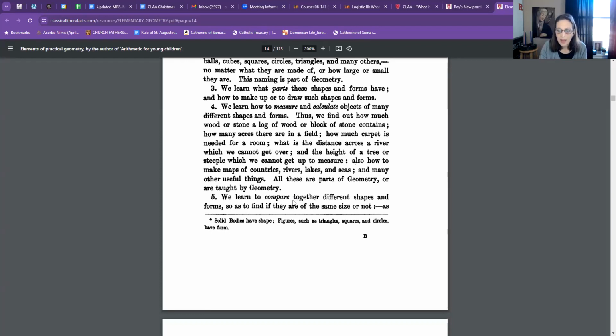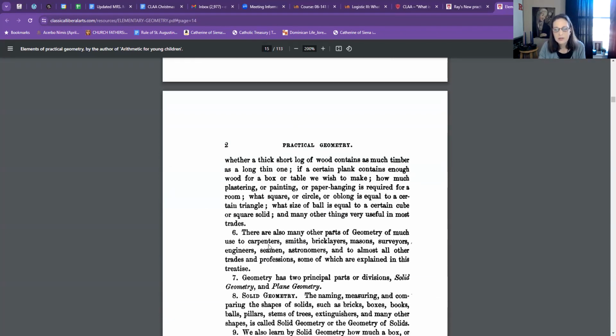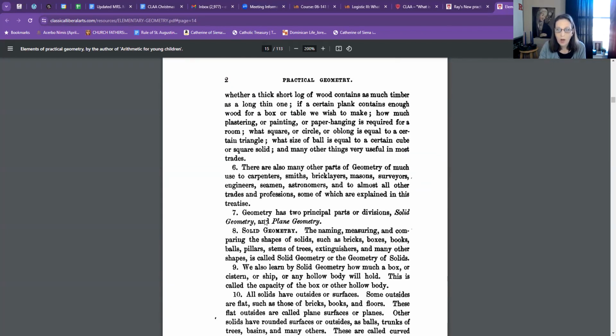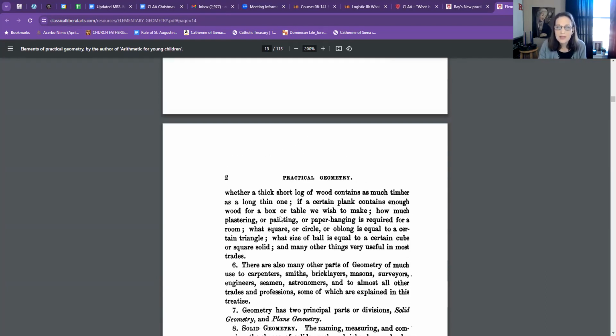5, we learn how to compare. We learn how to compare different shapes and forms so as to find out if they are the same size or not, as whether a thick, short log of wood contains as much timber as a long, thin one. So it's saying here, you'll be able to compare. If you have a very thick, short piece of wood, and then you have a very long, skinny one, you're going to be able to compare whether they have the same amount of wood, because they may, okay?